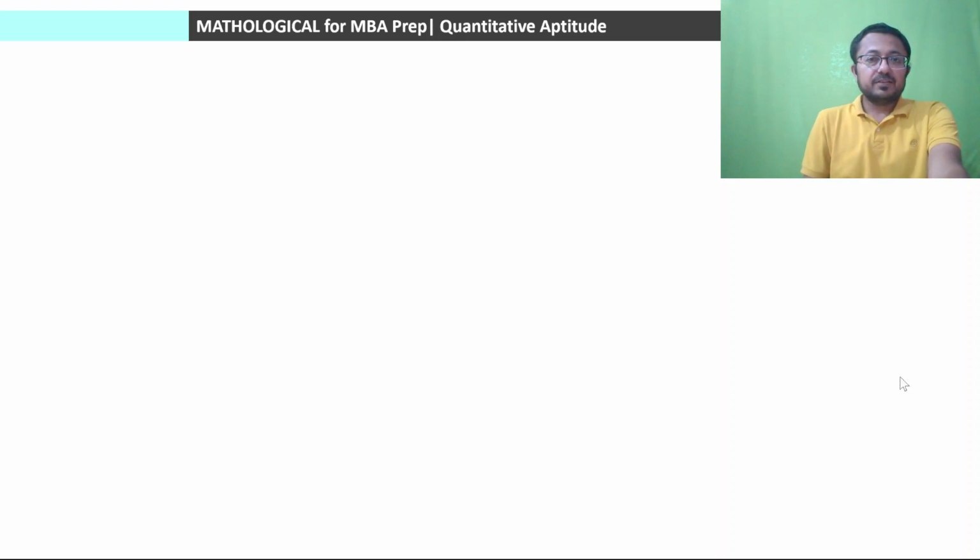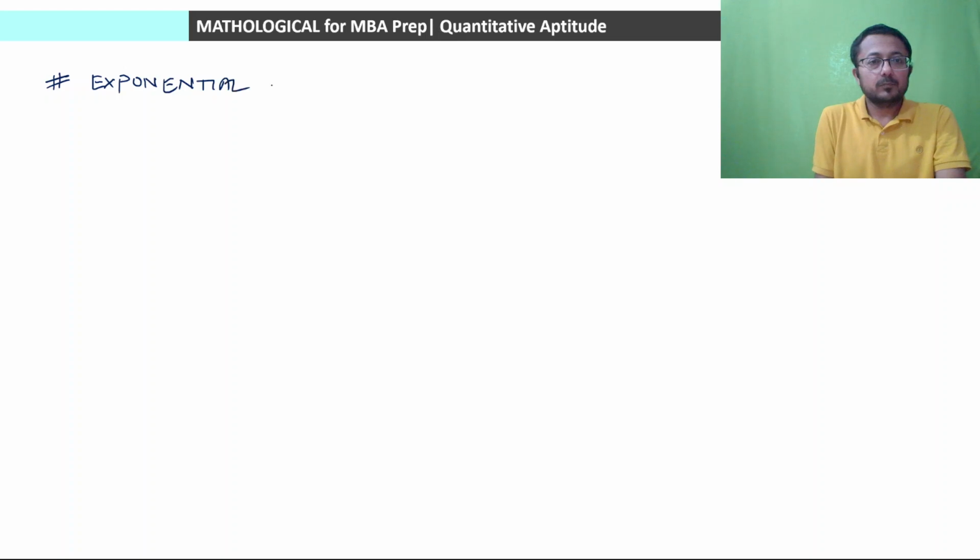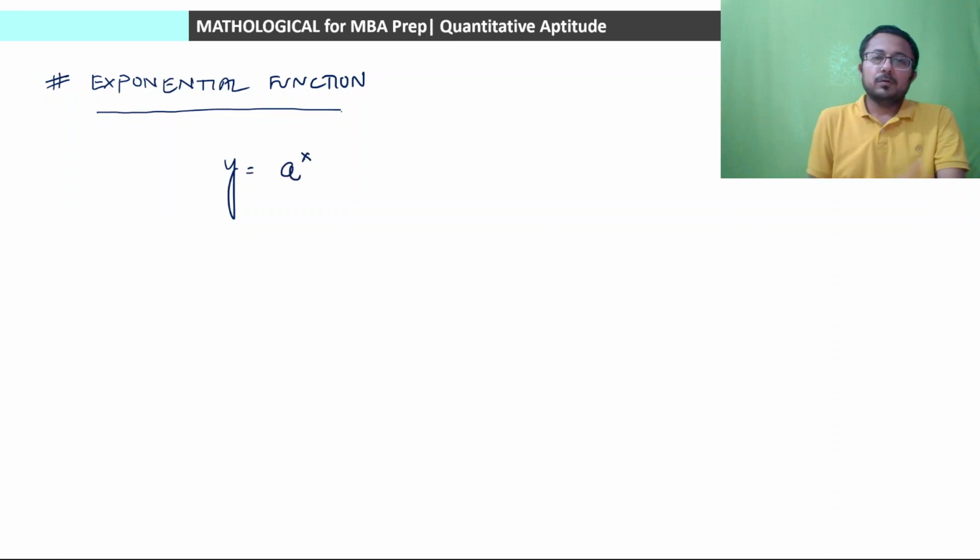So at first, we'll be discussing exponential functions. Graphs of exponential functions. Graph of y is equal to a to the power x. Now, since x is the variable, a will be some constant, so there will be two cases. First case will be when a is a value greater than 1.